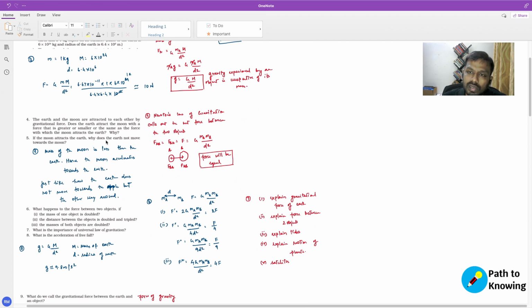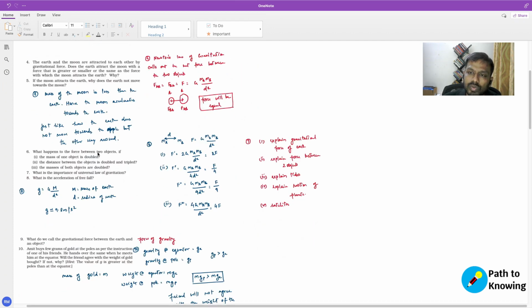If the Moon attracts the Earth, why does the Earth not move towards the Moon? We spoke about it, right? The mass of the Moon is less than the mass of the Earth. Hence, the Moon accelerates towards the Earth, just like how the Earth does not move towards the apple, because the apple's mass is less, so the apple ends up moving towards the Earth. But the force is the same. The force with which the Moon attracts the Earth and the Earth attracts the Moon is the same. It is just that the Earth doesn't move because its mass is relatively more.